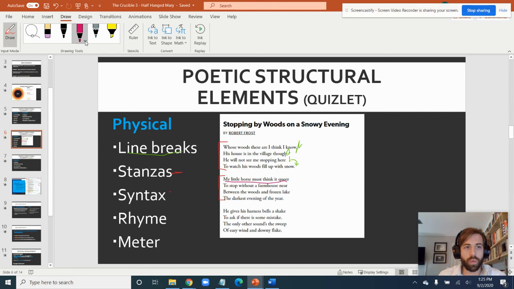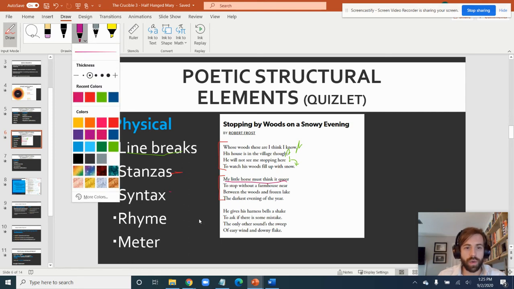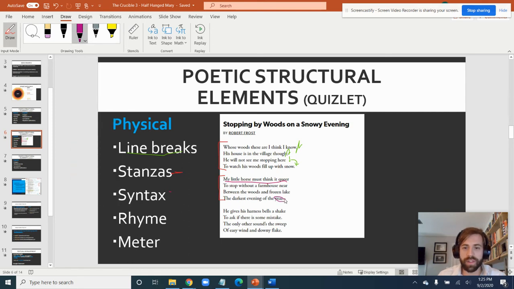We'll look at rhyme. Hopefully you guys know what rhyme is. Rhyme is just if it's there. Why is this author deciding to use a rhyme scheme? And then meter is just kind of the flow of the poem. Is it smooth and does it have a cadence, or is it really choppy and disjointed? Those things might have an effect on the reader as they're understanding the poem. So those are the physical things that you can actually see in a poem.